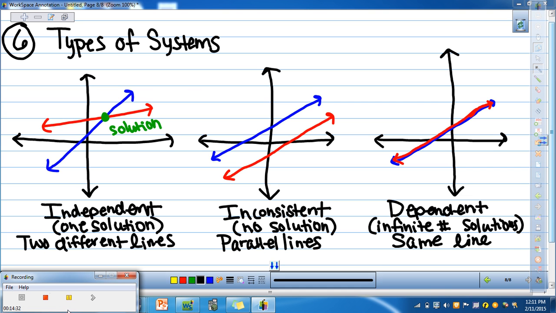The last possibility we call a dependent system, and that's when the two equations actually represent the same line. So it's the same slope and the same y-intercept. There are really an infinite number of solutions because every single point on the line is a point of intersection that they share. It doesn't mean that every single point on the grid is a solution. It's just that there's an infinite number of solutions for the points that lie on those lines.